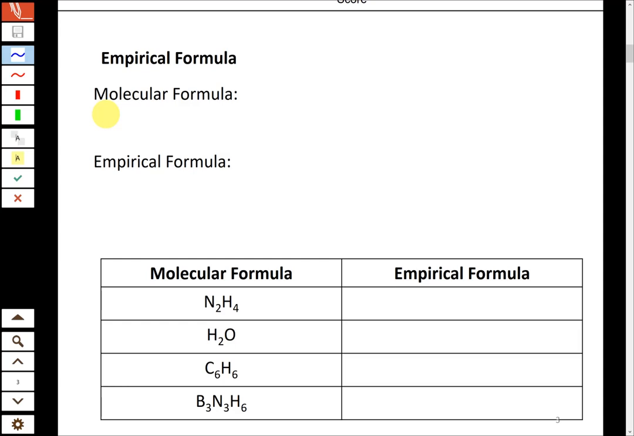But before we start that, we have to realize something about this, which is that if you just have the mass composition of a compound, you cannot uniquely determine what's called the molecular formula. You can only determine the empirical formula. So let's understand the difference between those before we get into it.